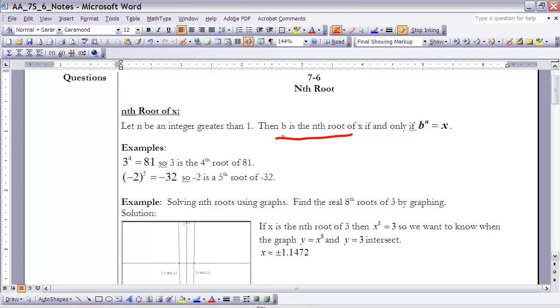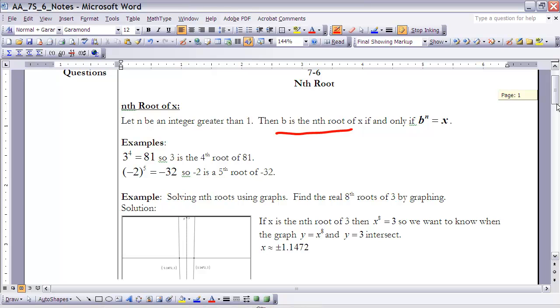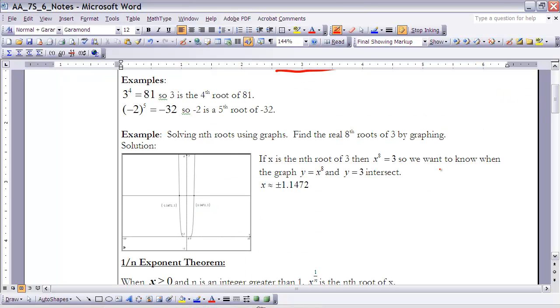So let's take a look at this example here. It says solving the nth roots using graphs. Find the real 8th root of 3 by graphing. If we're going to graph our solution, we can use our graphing calculator, and what we're going to do is graph x to the 8th, and graph the line y equals 3. We're going to graph those two equations and then find the intersection points. Where those two intersect, those values represent the nth root of x, or in this case, the 8th root of 3. So positive and negative 1.1472 represent the two real 8th roots of 3.